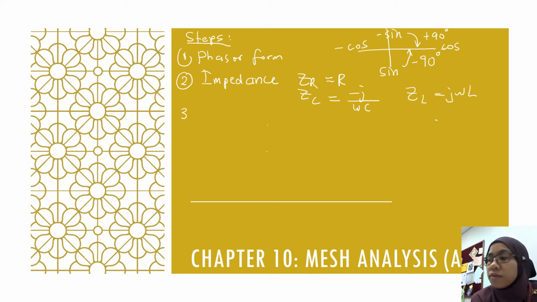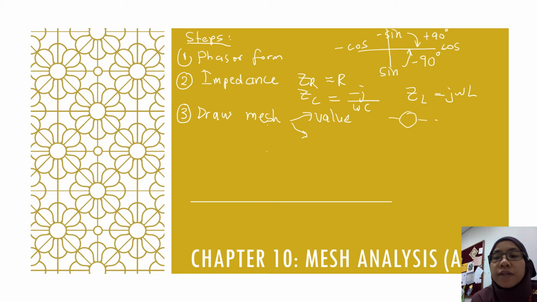And number three, you need to draw imaginary loops or imaginary mesh, which you then need to name. If this is with a value, how to identify with a value? You look at the current source attached to it. If there is a current source, then there is a value for this loop. And if there is none, you can name the mesh loops as I1, I2, and so on.